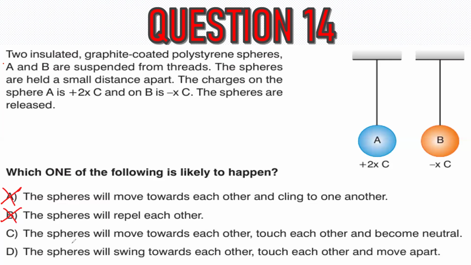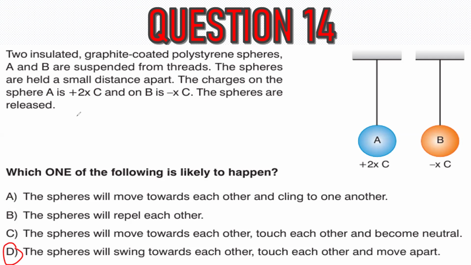This option is wrong. Spheres will move to each other, touch each other, and become neutral. No. If your charges were, let's say, plus 2x coulombs and minus 2x coulombs, they're going to become neutral because plus 2x minus 2x makes 0 over 2, getting 0 coulombs. They are neutral. Yes, that is right. But for now, they are not getting neutral. They are getting just the same charge. So they are going to touch each other and move away from each other. Answer is D for this question.